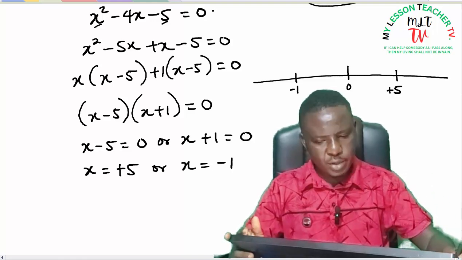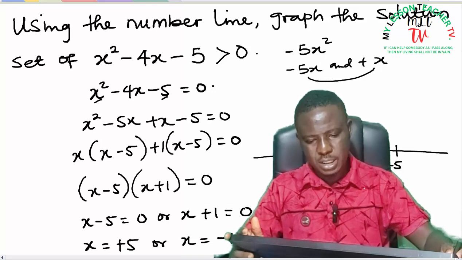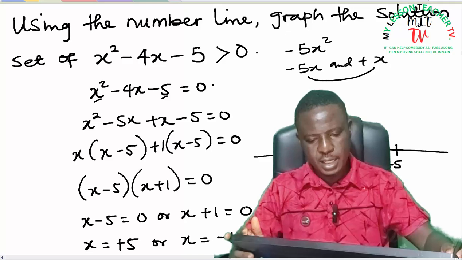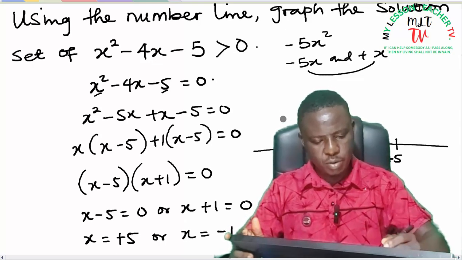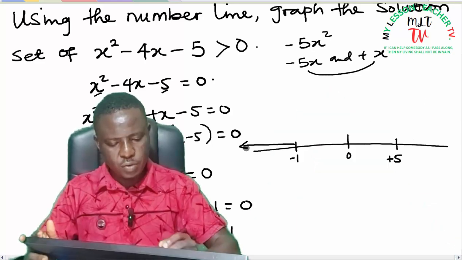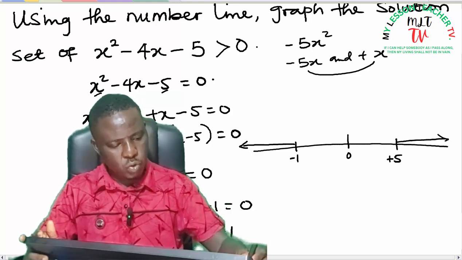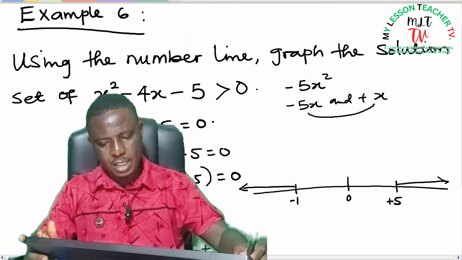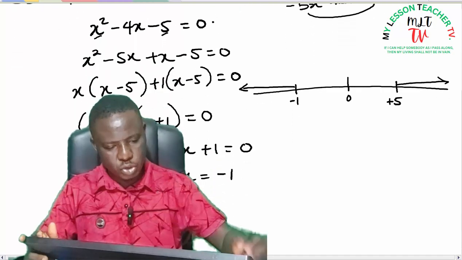So we are asked to find the region where this parabola is greater than 0. Now, since it is a U-shaped graph, it's going to be at this region where the value is said to be greater than 0, and at this region. So we are asked to use a number line to graph the solution.